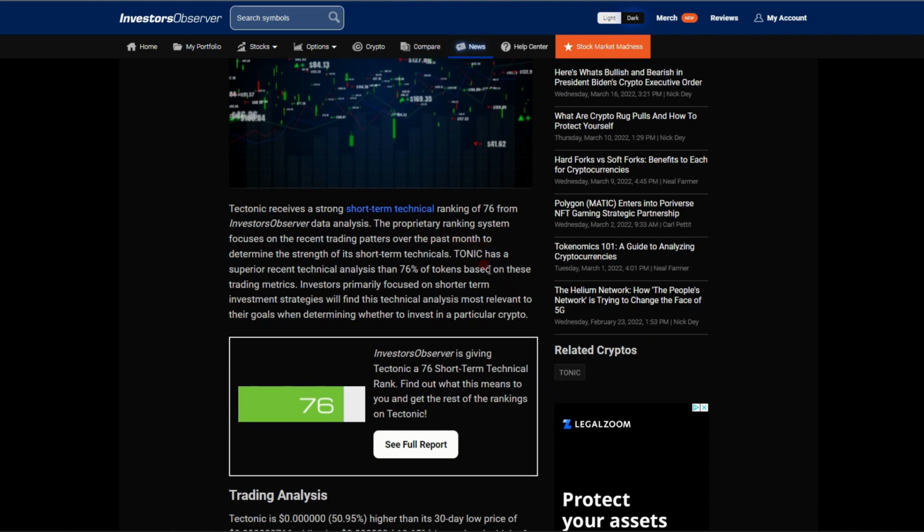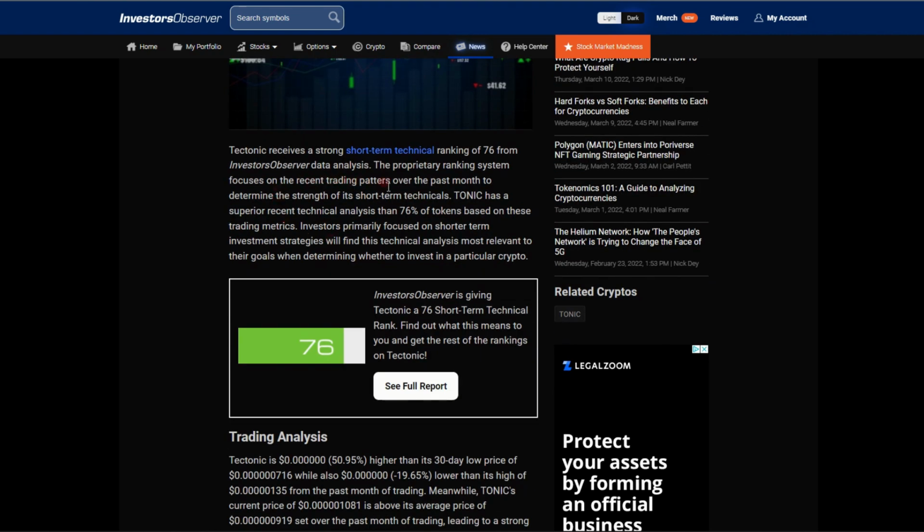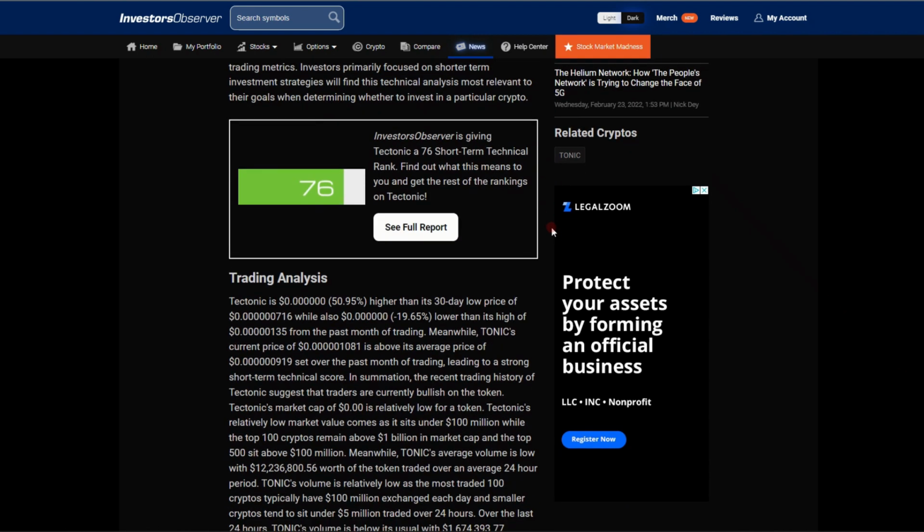The proprietary ranking system focuses on the recent trading patterns over the past month to determine the strength of its short-term technicals. Tonic has a superior recent technical analysis than 76% of tokens based on these trading metrics. Investors primarily focused on shorter-term investment strategies will find this technical analysis most relevant to their goals when determining whether to invest in a particular crypto.